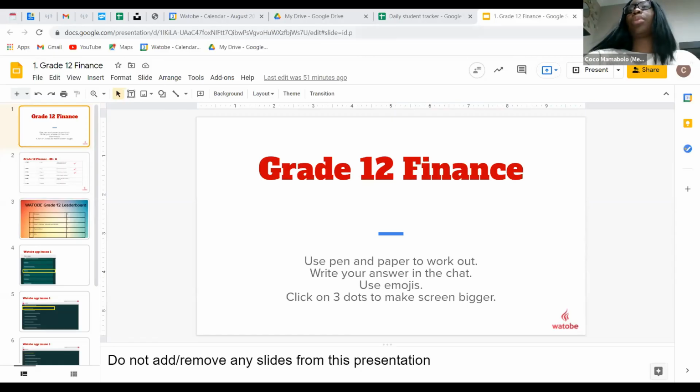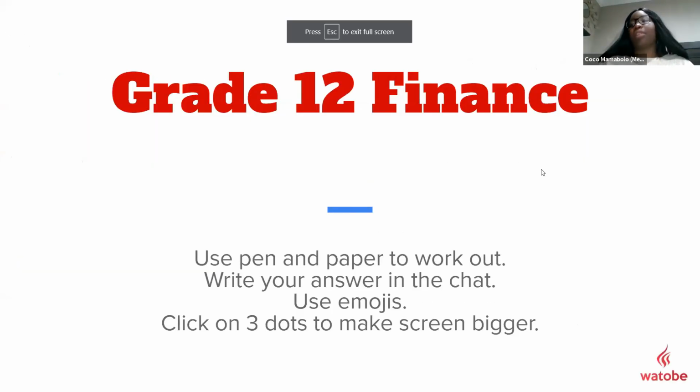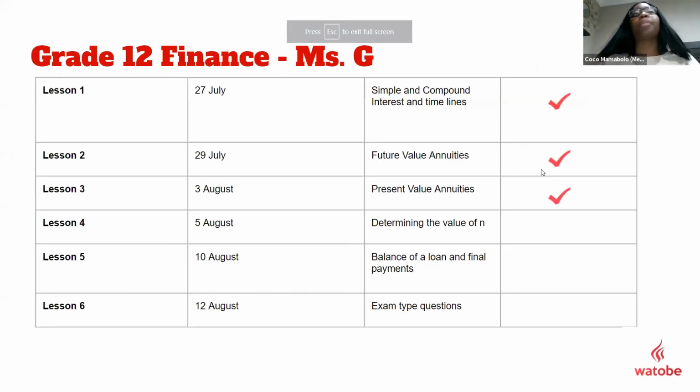Okay, so we are looking at grade 12 finance, and this is some of the stuff that we've been going through so far. We had a look at lesson 1, which was simple and compound interest. And last Thursday, we had a look at future value annuities. And today, which is Tuesday, we are looking at present value annuities.